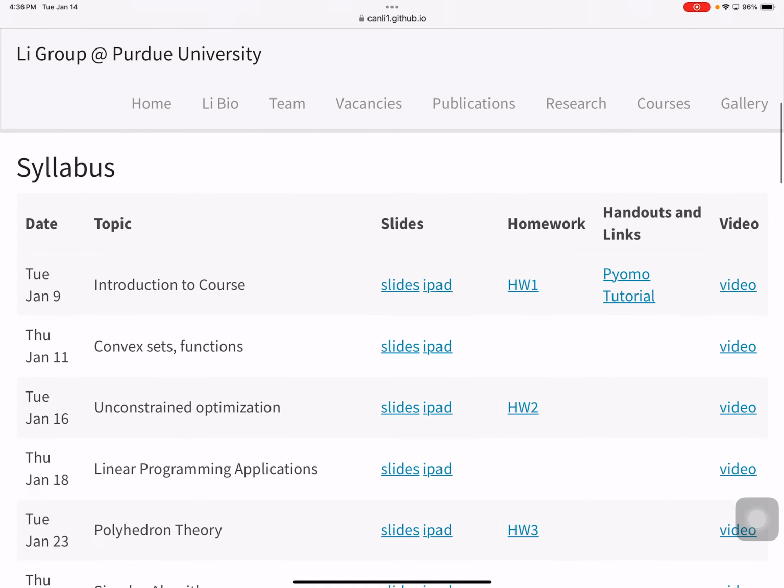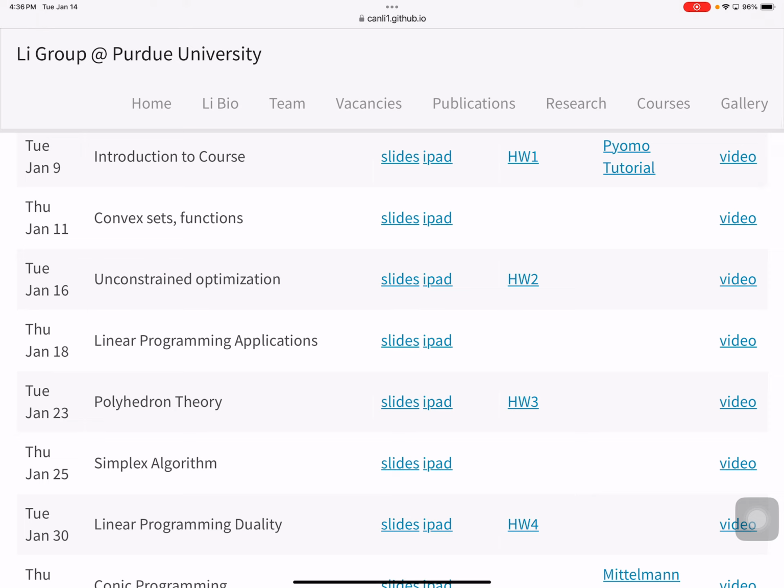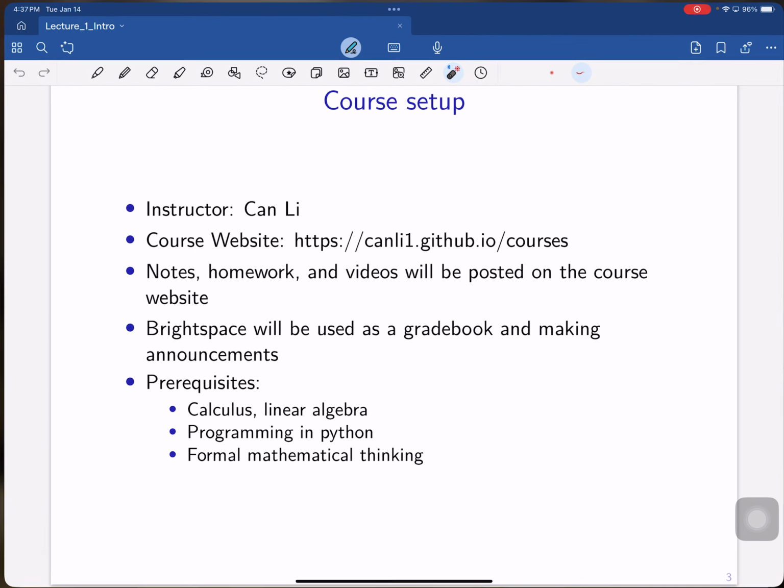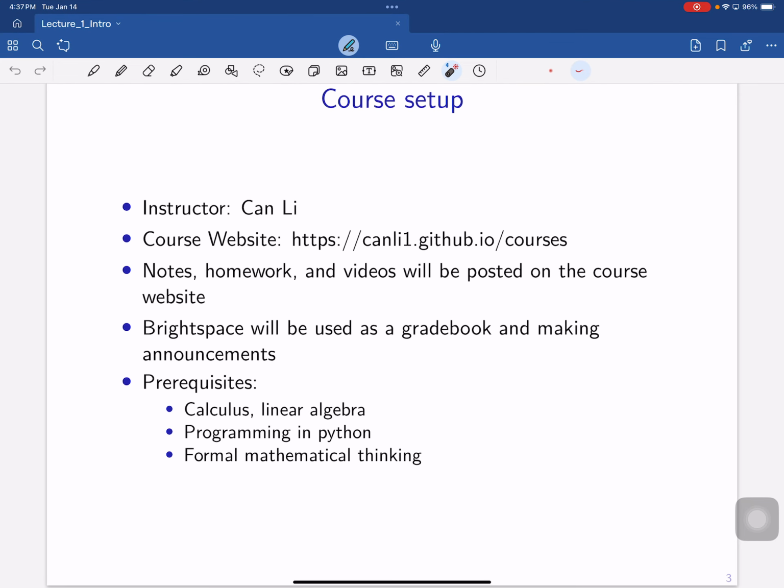If you are curious about what we offer, there are slides, YouTube videos, and homework problems for what we offered last year. This is just a rough overview to decide if this class is right for you. All the homework and videos will be posted on the website. We will only use Brightspace for making announcements and as a gradebook. The prerequisites for this class are calculus, linear algebra, and some programming in Python.